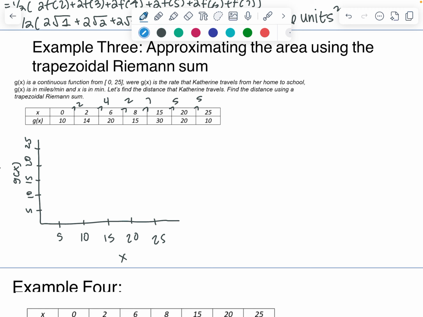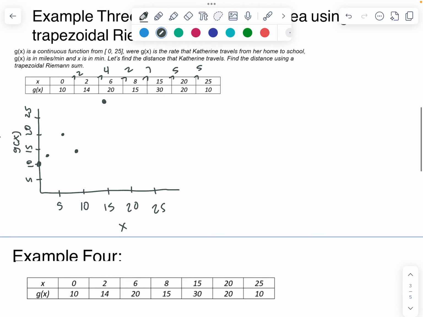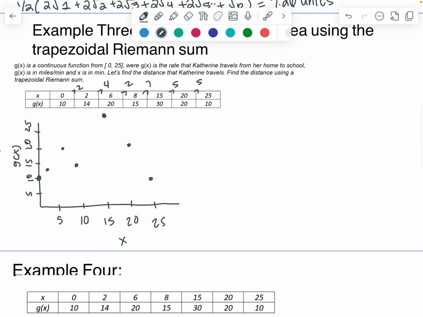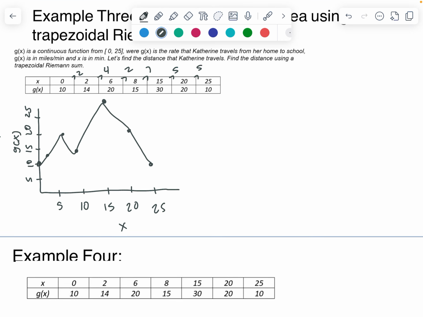So 0, 10 goes right here. 2, 14, 6, 20, 8, 15, 15, 30, 20, 20, and then 25, 10. Okay, so those are those plots, and I'll go ahead and connect them like that. Now, it actually doesn't tell us how many subintervals we're going to have, so we're just going to do the intervals where the different points are.